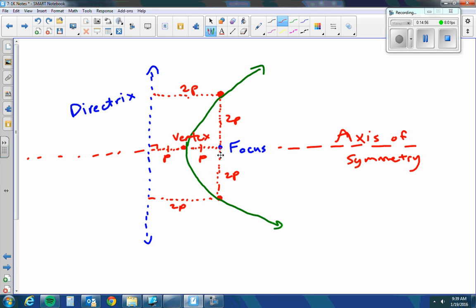Okay. And actually, the focus is always in the direction the parabola opens. It's on the inside of the parabola. So if the parabola opens to the right, then the focus is to the right of the vertex. So you should just know that.